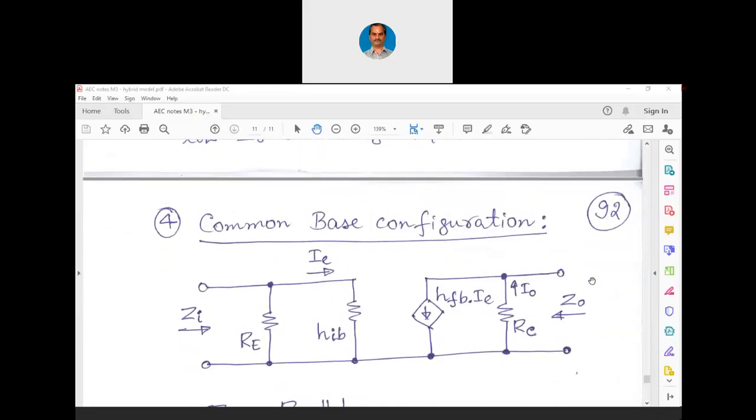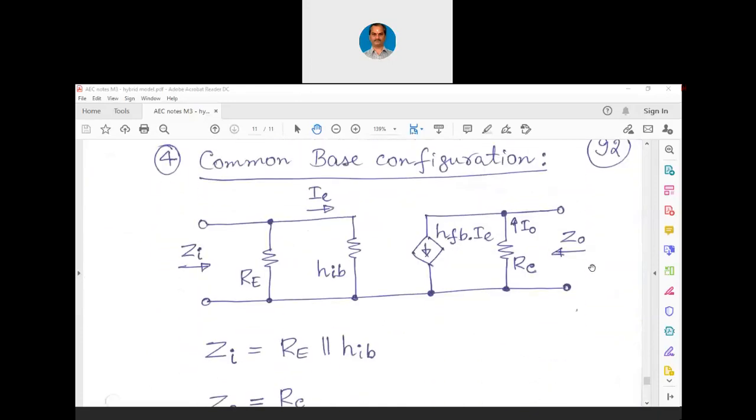Lastly, I am coming to the common base configuration. Let me quickly end this particular topic today itself. We are already familiar with the common base configuration of BJT. Now, the base is connected to ground, so at the input we have HIB.